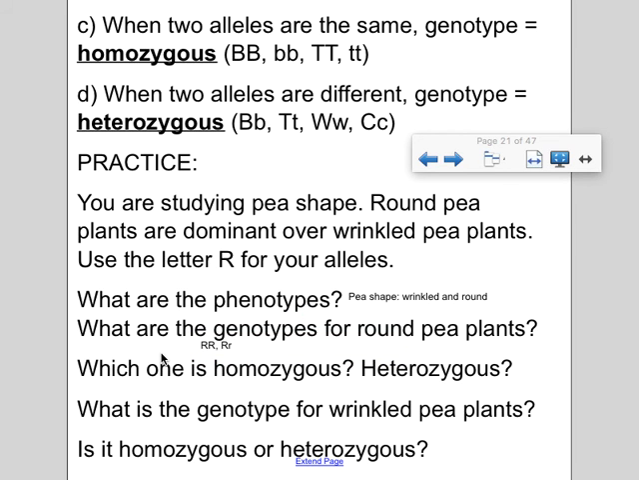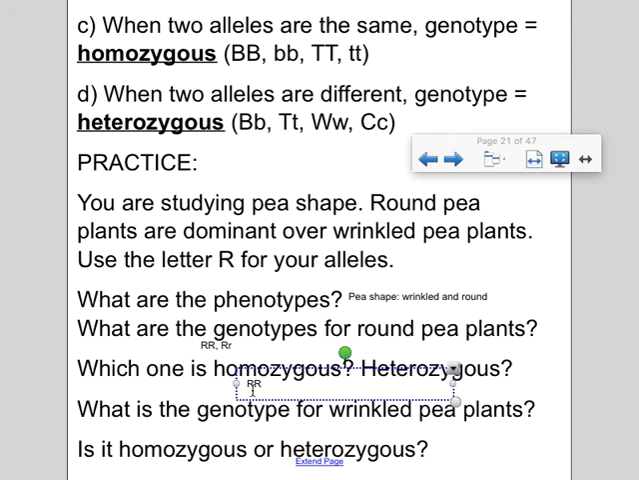Pea shape, wrinkled, and round. Yep. Would little r stand for round? No, it would stand for wrinkled. Wrinkled, yeah. Okay. Which one of these, big R, big R, or big R, little r, is homozygous?